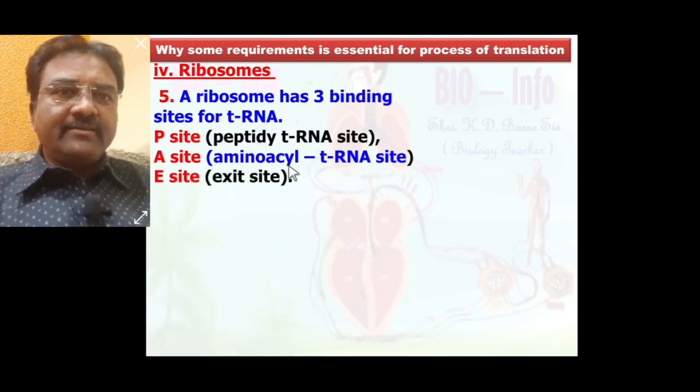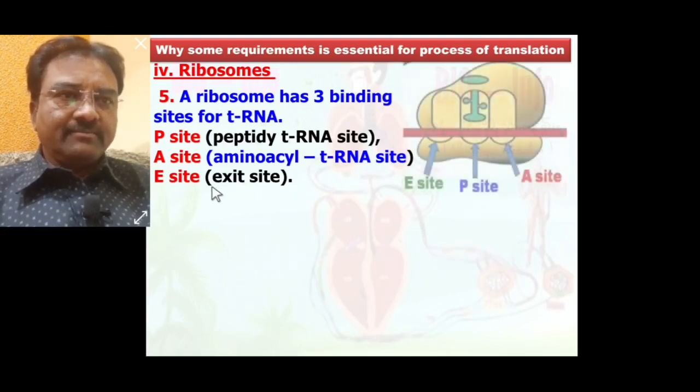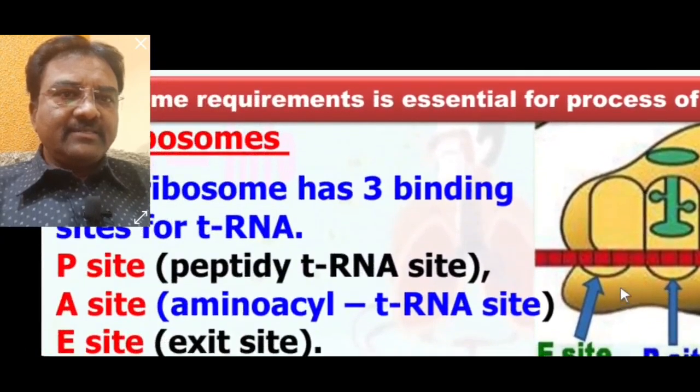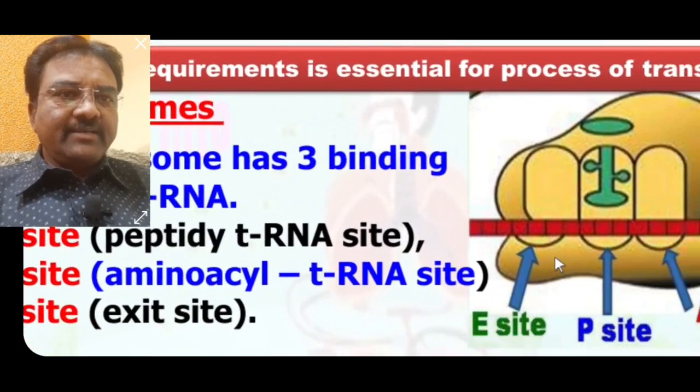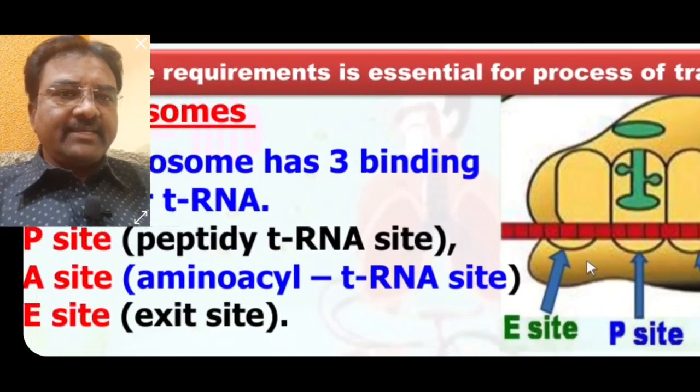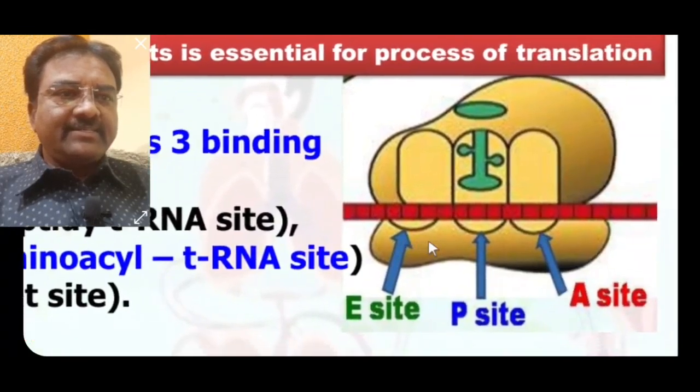The A site, P site, and E site are present on each ribosome. Here is the diagrammatic representation: this one is the A site, this is the P site, and this one is the E site. A site means aminoacyl tRNA site, P site means peptidyl tRNA site, and E site means exit site.